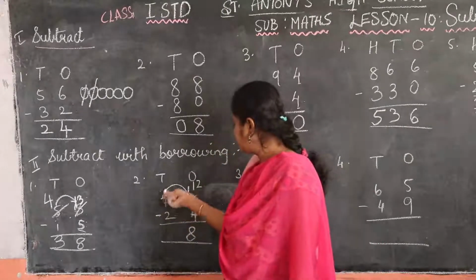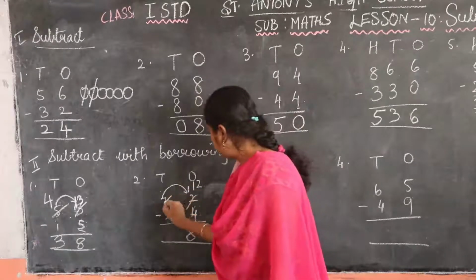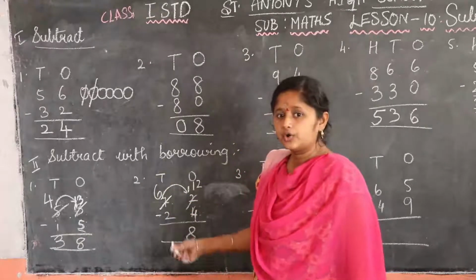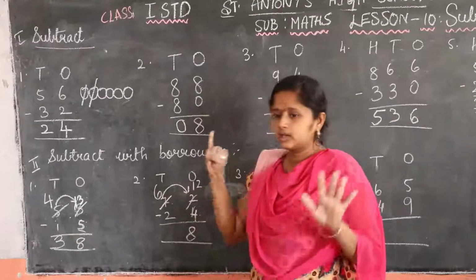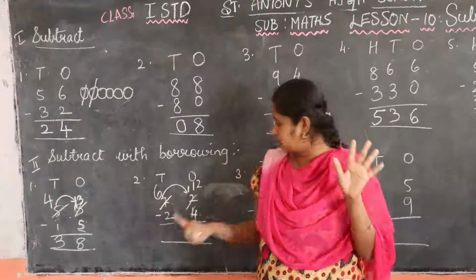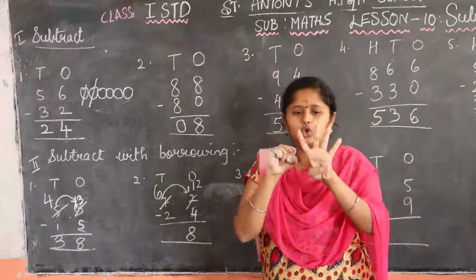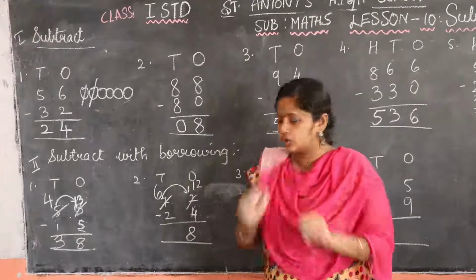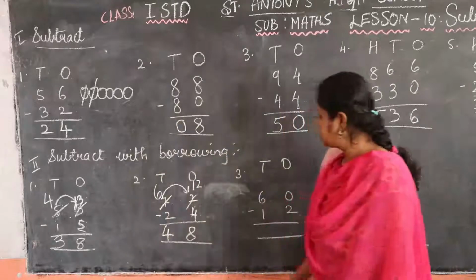Okay, now we have borrowed 1, so this got reduced and we got 6. 6 minus 2 is how much, children? Take 6 fingers. From these 6 fingers, how much do we have to reduce? 2. 1, 2. So how many fingers are there now? 1, 2, 3, 4. 4 are there. Okay, children.